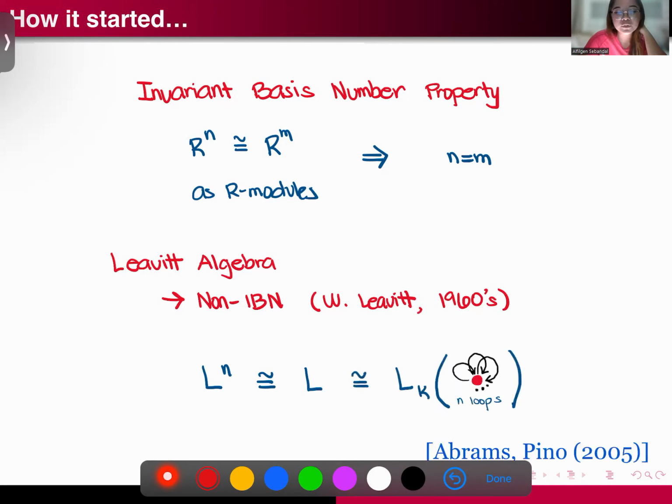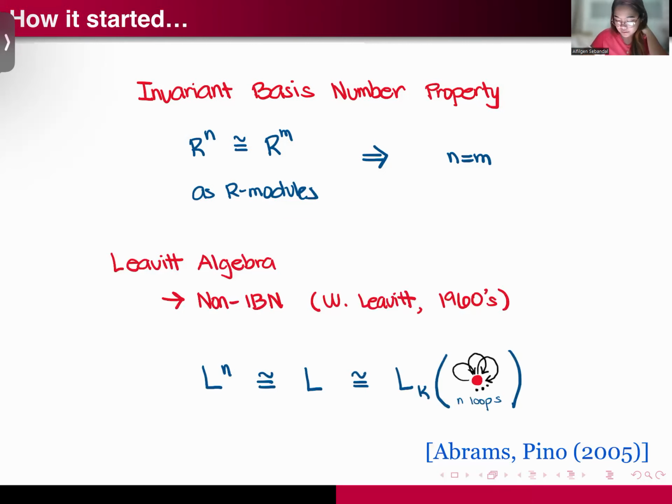Now, it was proved in 2005 that this particular algebra, which does not satisfy the invariant basis number property, is actually the Leavitt path algebra of a graph which contains one vertex and n loops. And since then, research has been done trying to know more about the structure of the Leavitt path algebra.